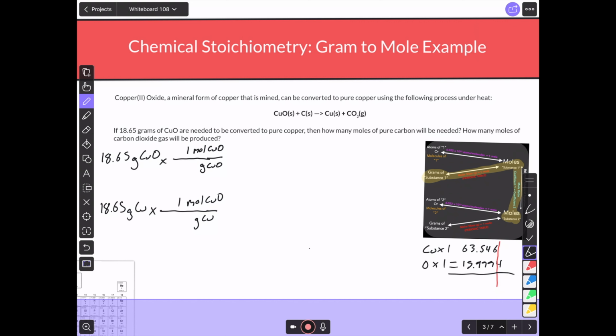So let's add those up to get our molar mass for copper oxide. 63.546 plus 15.9994. I get 79.5454 grams per mole. So that goes on the bottom for both of these.